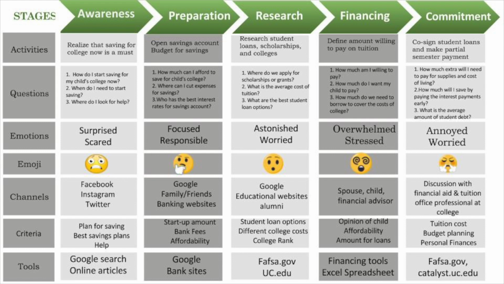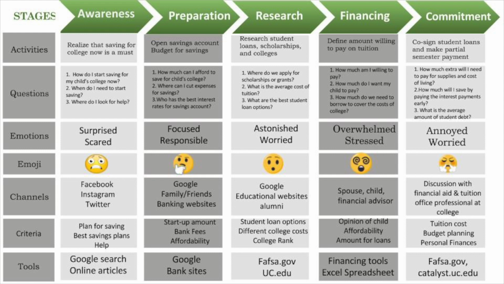The fourth stage is the financing stage. And the question she is most likely to have at this point is how much she wants her child to pay. With her splitting the cost with her child, she doesn't want to pay too much to affect her own personal finances, but she also doesn't want to submerge her child with too much debt either. And she is very overwhelmed at this stage.